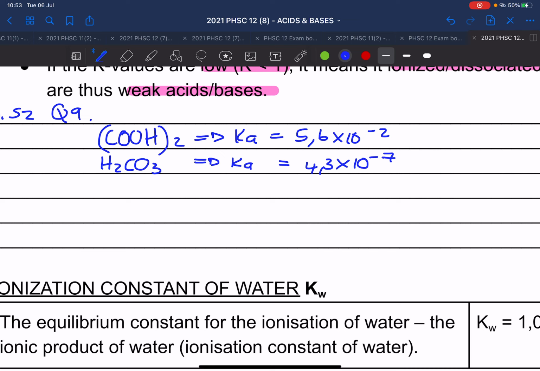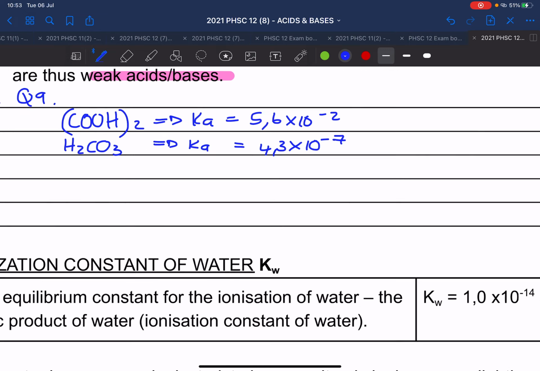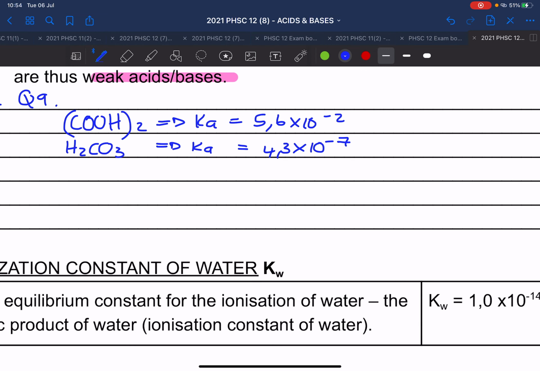Okay, so hulle geef jou daai, né? En dan vra hulle vir jou, they first ask to define the term weak acid, en ons het nou net gesê, swak suur ioniseer onvolledig. Weak acid ionizes incompletely to give a low concentration of hydronium ions, om 'n lae konsentrasie van hydronium ione te gee. Dan vra hulle vir jou by die volgende vraag, watter een is die sterker een van die twee? They're both weak, but which one of the two is the stronger one? And give a reason for your answer. So, wat een van hierdie twee is sterker en hoekom is hy sterker?